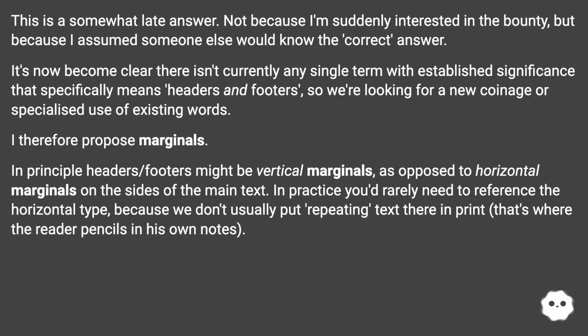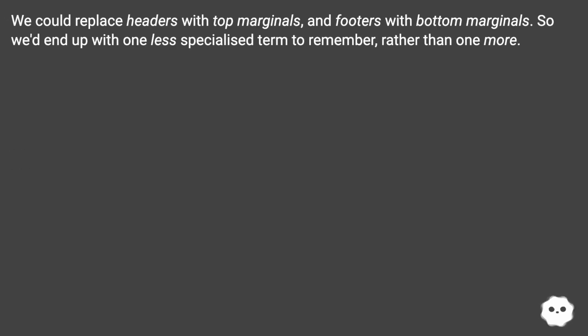I therefore propose marginals. In principle, headers and footers might be vertical marginals, as opposed to horizontal marginals on the sides of the main text. In practice, you'd rarely need to reference the horizontal type, because we don't usually put repeating text there in print. That's where the reader pencils in his own notes. We could replace headers with top marginals and footers with bottom marginals. So we'd end up with one less specialized term to remember rather than one more.